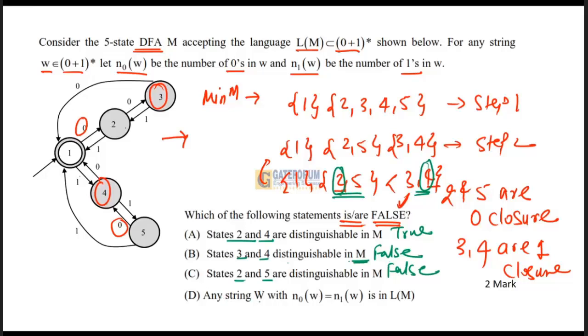Option D: any string W with n0(W) equal to n1(W) is in LM. Basically, the machine itself is generating the equation by which we can say that the number of zeros and number of ones will be equal in that string. Thus, it is true. Now, in our question, it is asked which of the following is/are false. Thus, option B and C are false. I hope it is clear.